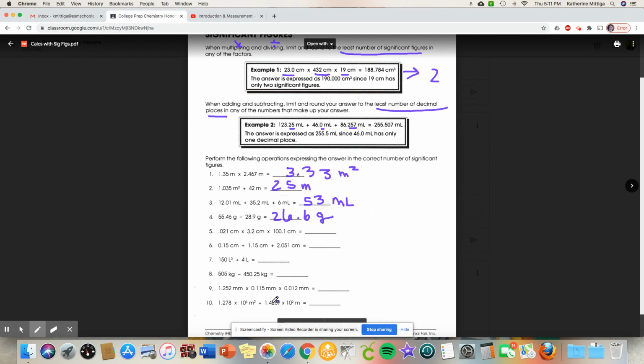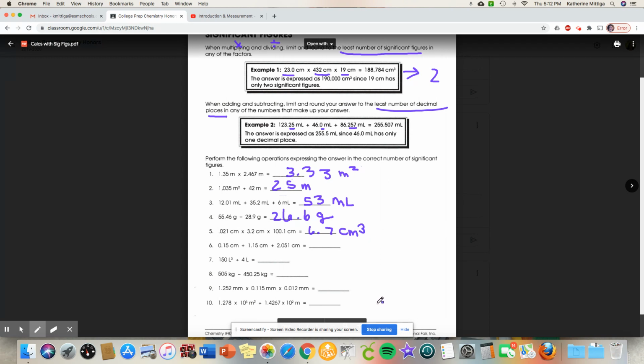Okay? Multiplication, which means we want the fewest number of total sig figs. So this has 2 sig figs, 2 sig figs, 4 sig figs. So we want 2 sig figs. 0.021 times 3.2 times 100.1 gives me a whole bunch of junk. Do you need to see it? I'll give it to you. 6.72672. All right, I want 2 sig figs. 6.7. Does the 2 round the 7 up? No, it doesn't. Now let's talk about units. Centimeters times centimeters times centimeters is centimeters cubed.